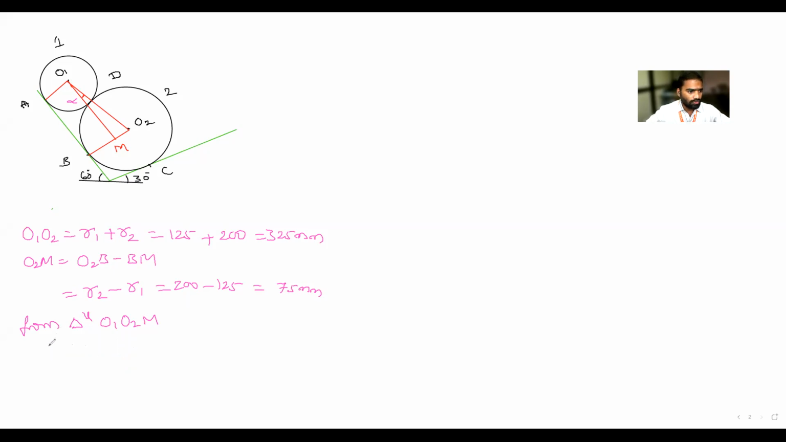Sin alpha is equal to, calculate what is sin alpha, O2M upon O1 O2. So what is O2M? O2M is equal to 75. What is O1 O2? O1 O2 is equal to 325. So calculate the value of alpha. It is 13.34 degrees. Is it correct?